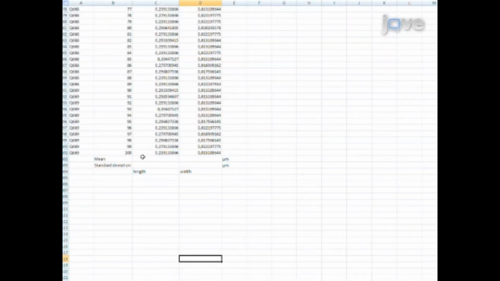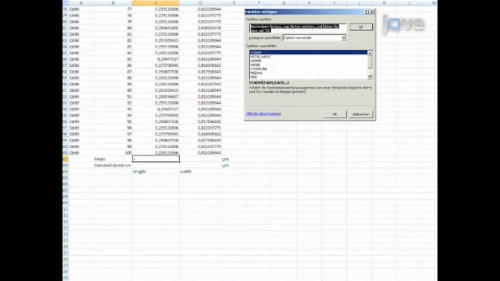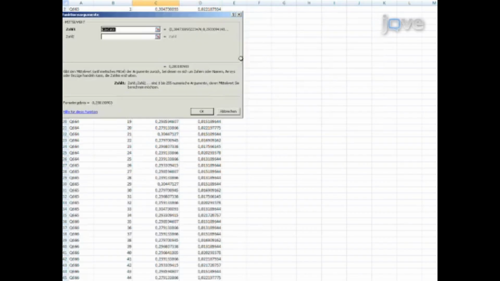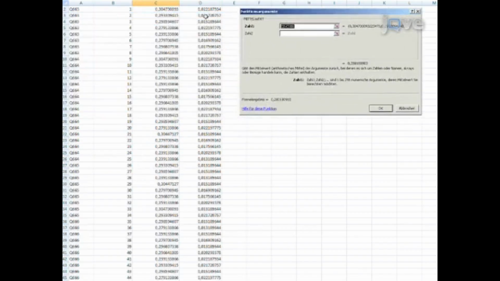Calculate the means and standard deviations in order to achieve an average length and width of the virus particles visualized by negative staining methods and TEM.